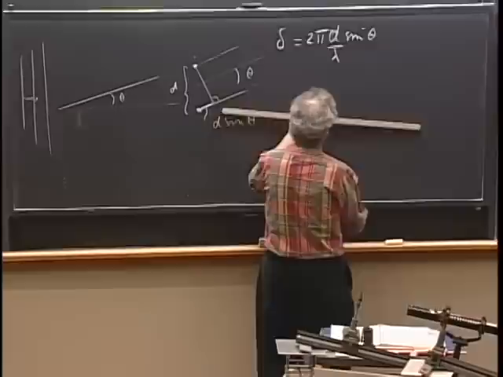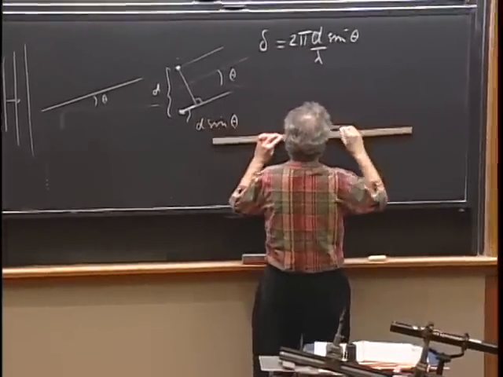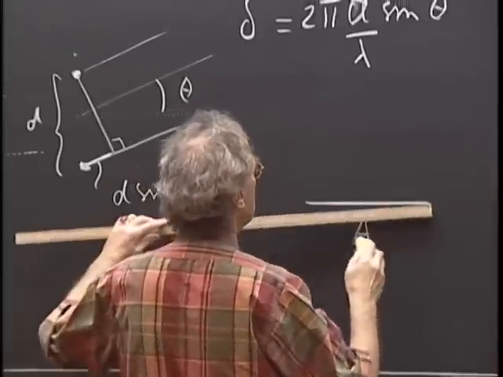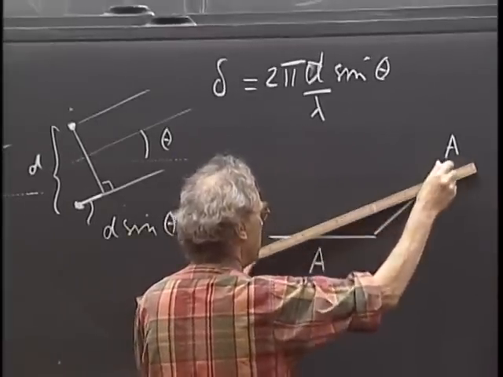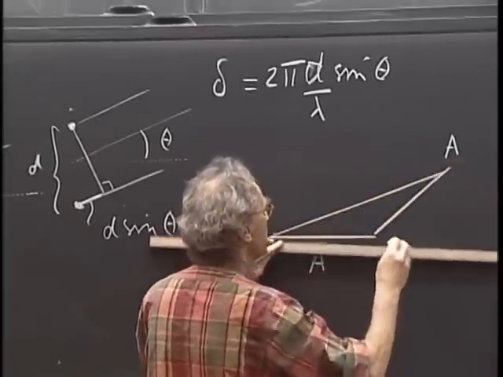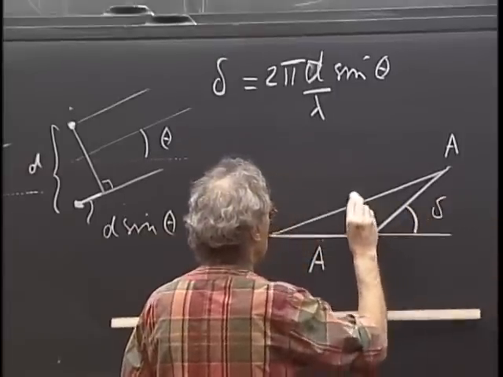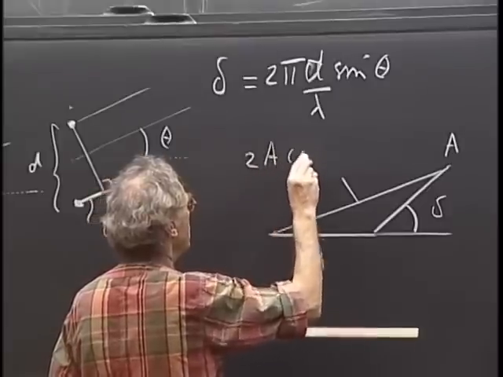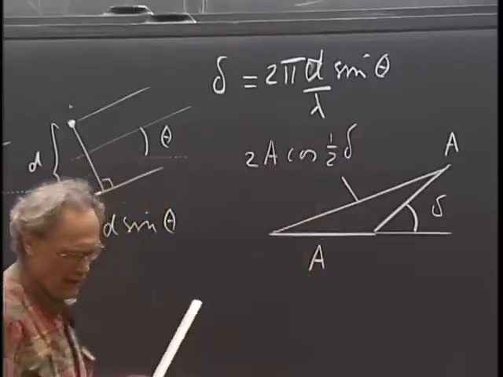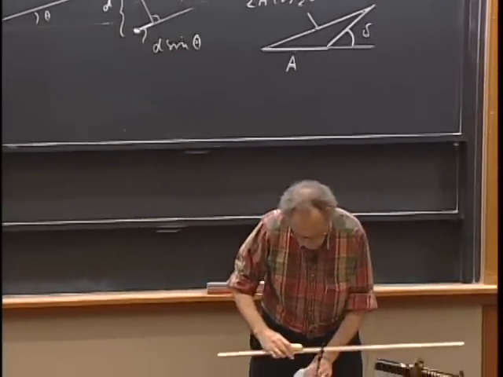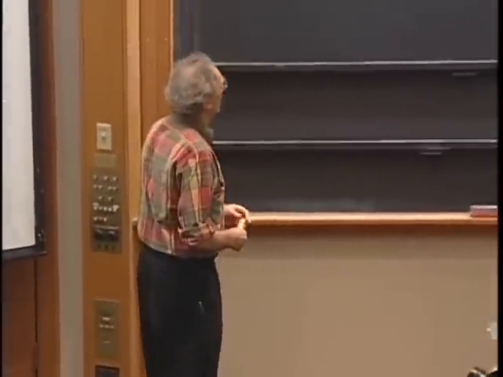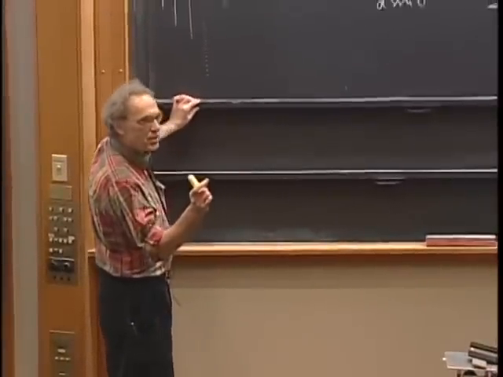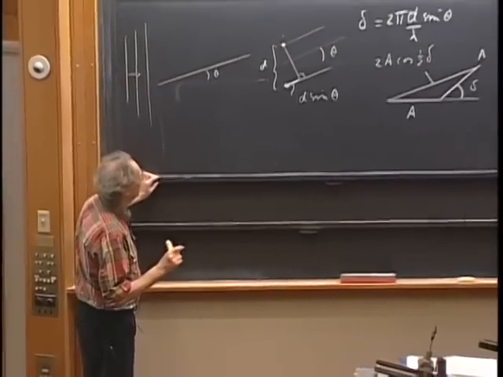I first want to revisit some of your high school geometry. If you have a triangle, and this side is A, and this side is also A, and you want to know what this one is, and if this angle is delta, then this side here is 2A times the cosine of 1/2 delta. You can revisit that in your high school geometry, but I need that today. And now I'm going to do the vectorial superposition of capital N E vectors that come from these various sources. And the neighboring ones are off by delta. That's the phase angle between them.